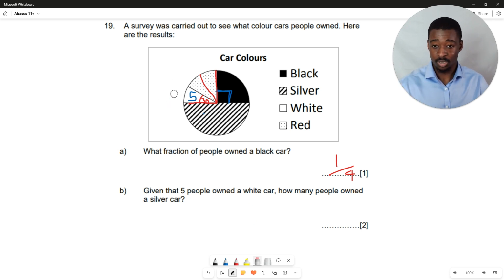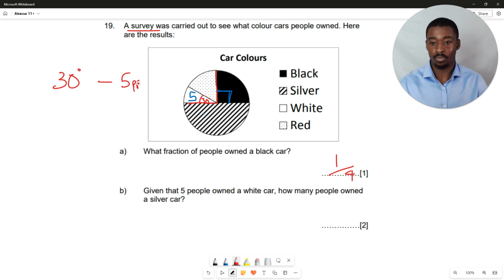The reason it's important is because by working out how many degrees the white section represents, we can work out how many people were surveyed overall. How do we do that? Well, we use our knowledge again of pie charts. We know 30 degrees represents 5 people. But the whole pie chart is 360 degrees.